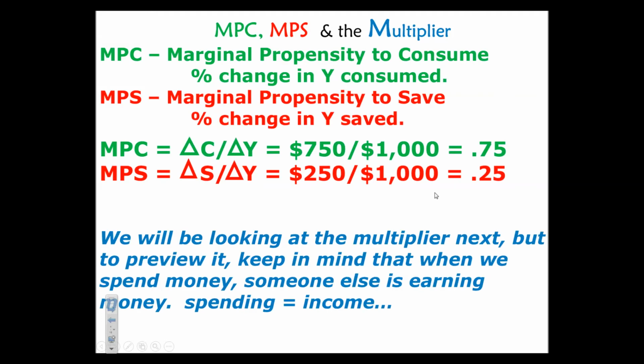So the term MPC stands for marginal propensity to consume. And so this one's a little bit different. Now we're going to talk about the percentage change in your income that is consumed. Okay? Or MPS, the marginal propensity to save. This is going to be the percent change in income that is saved.